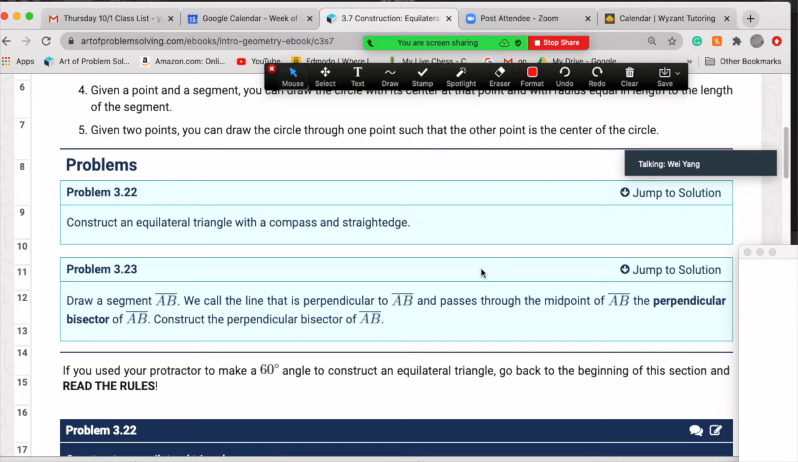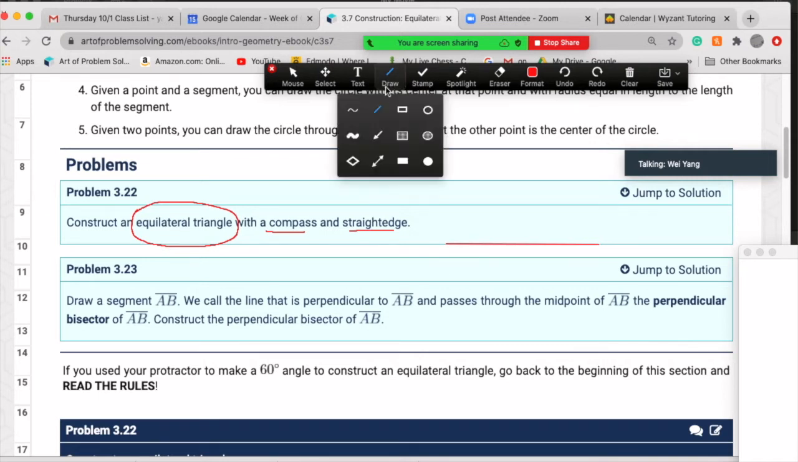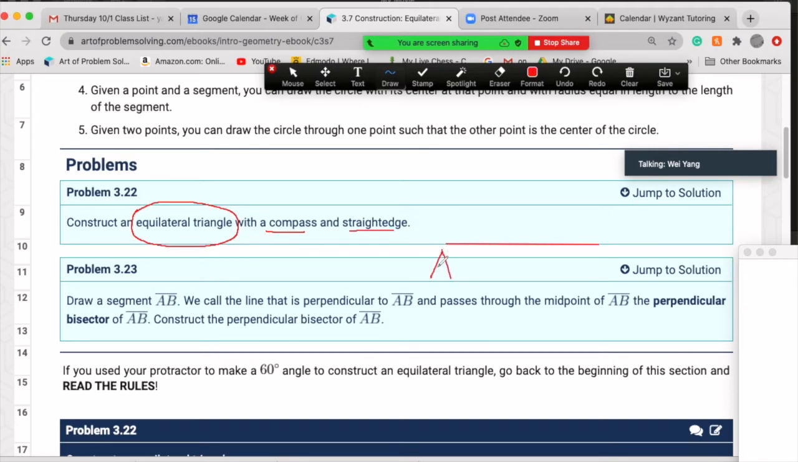3.22. Construct an equilateral triangle with compass and straight edge. So they only allow you to use a compass and a straight edge. They ask you to construct an equilateral triangle, so you need to think how you can do this. This one actually is very easy. First, you can use a straight edge to draw a line segment. Suppose this one is A, this one is B.